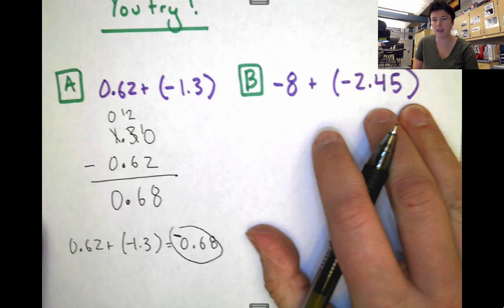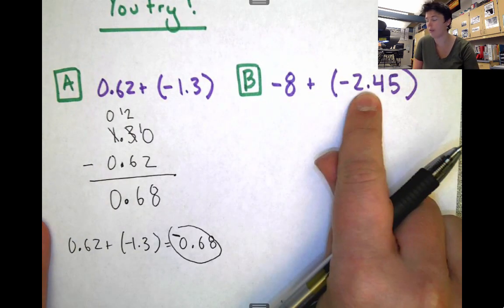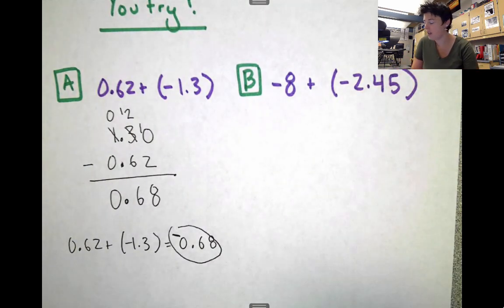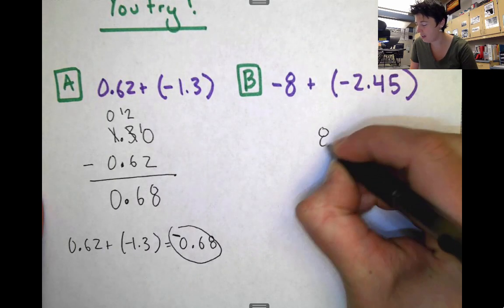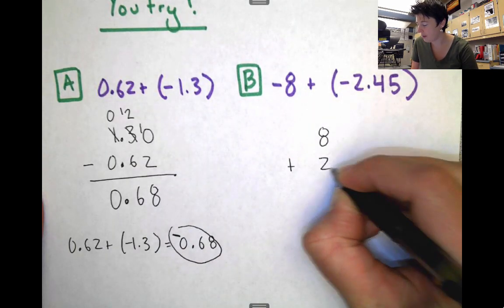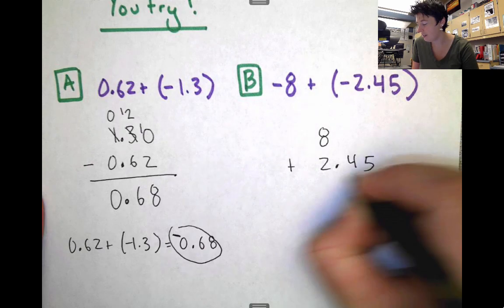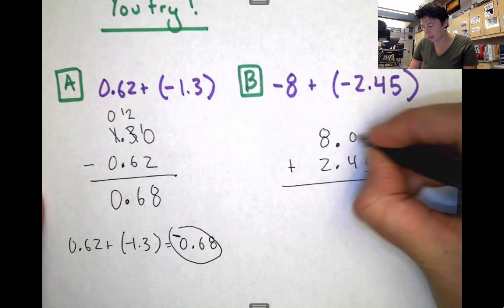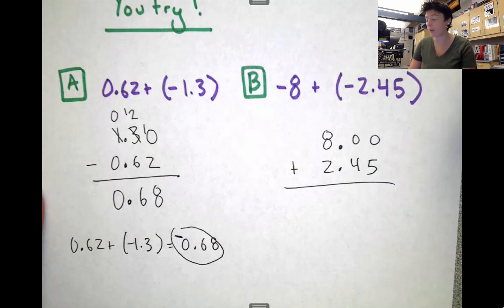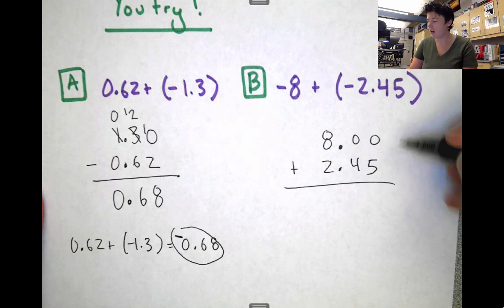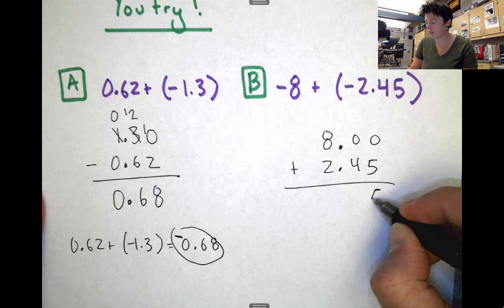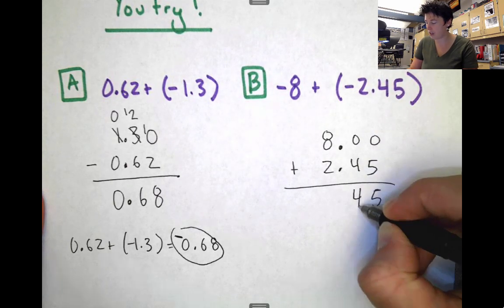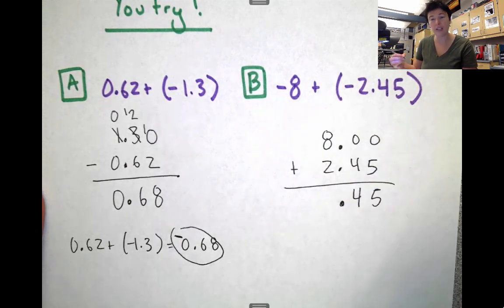B's kind of interesting. Two negative numbers, so we're going to add them and keep the answer negative. We're going to take the number 8, and we're going to add it to 2.45. Now don't forget, 8 is technically 8.00. We just don't write that very often, but when I'm adding it, it might be helpful. So 0 plus 5 is 5, 0 plus 4 is 4. Here's the decimal point all lined up.